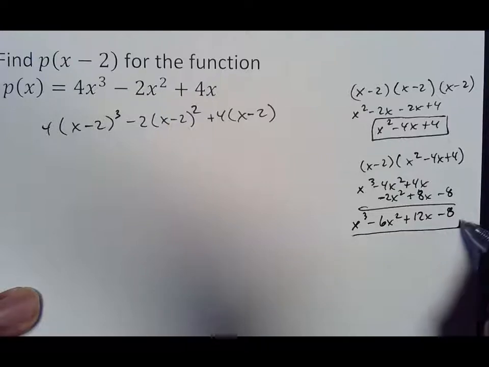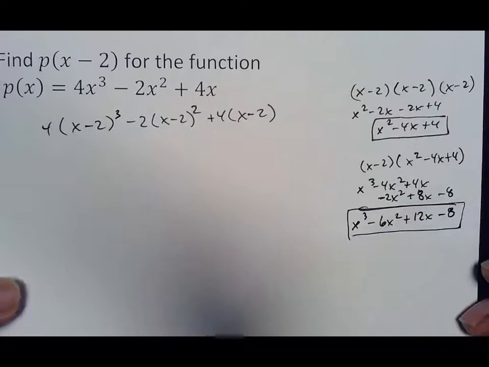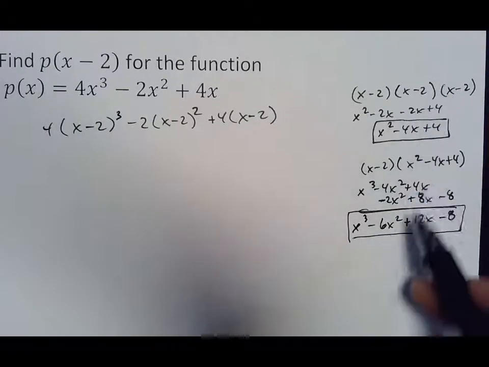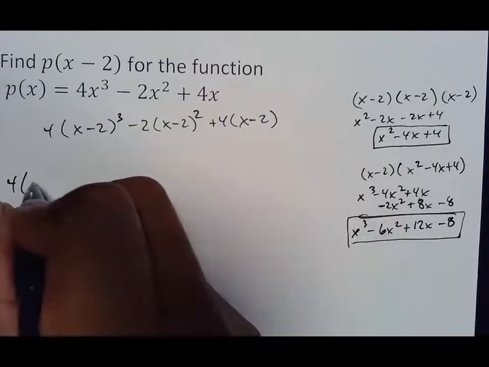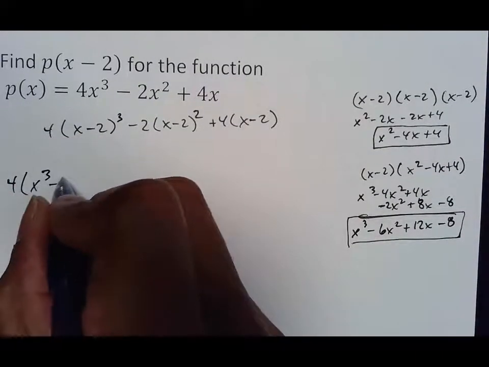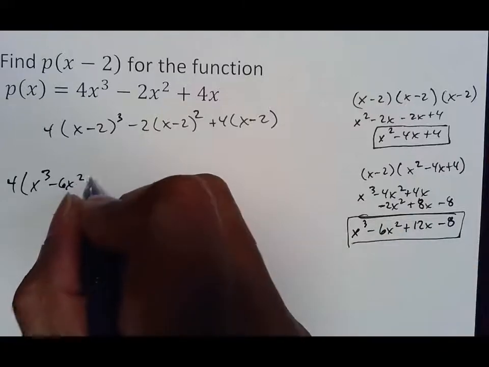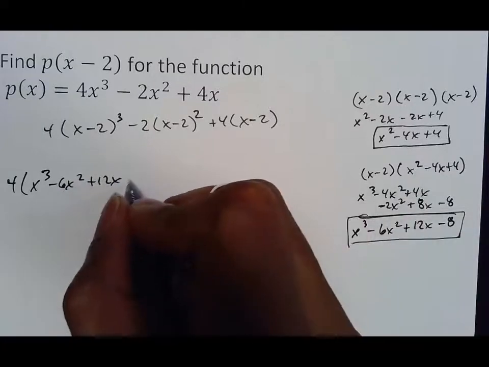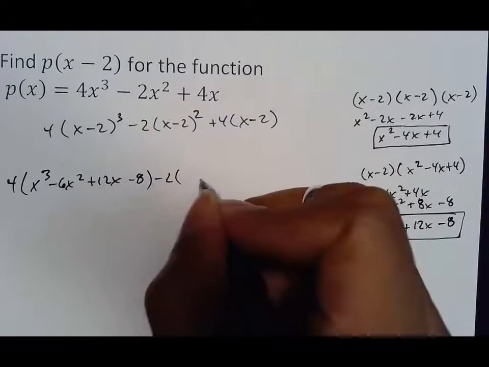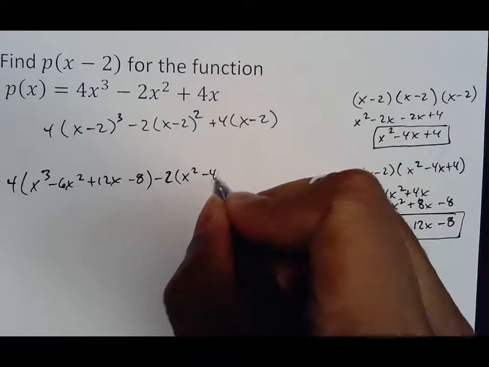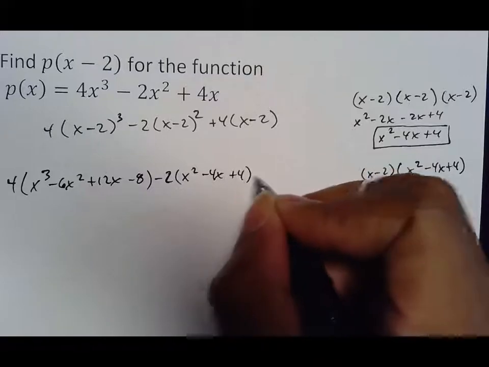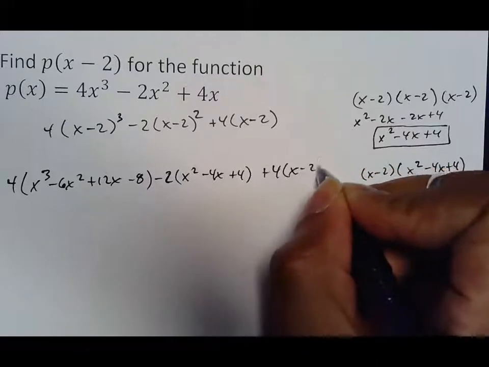Now, this is my x minus 2 to the third. And now what I can do, because I don't mind doing work over here, I just don't want to do all this messed up work over here, is convert this to 4 parentheses, whatever that is, minus 2 parentheses, whatever this is, plus 4 times x minus 2.